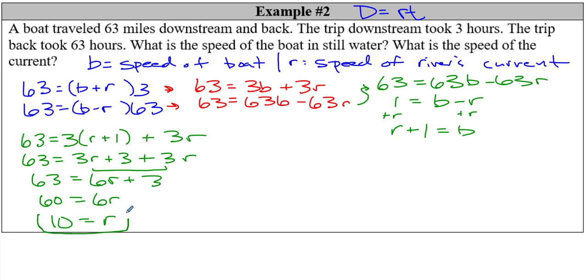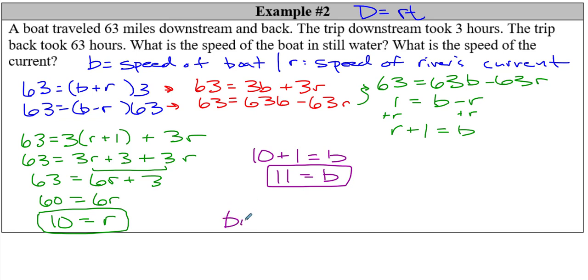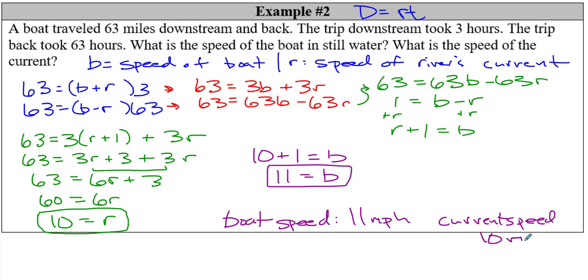So we found the value for r. That's the speed of the current. We can actually plug that into here. Let me do that in purple. So we have 10 plus 1 is equal to b, and we get 11 equals b. All right, very good, not too bad. So now we have the speed of the boat. So the boat speed is 11 miles per hour, and then the current speed is 10 miles per hour.